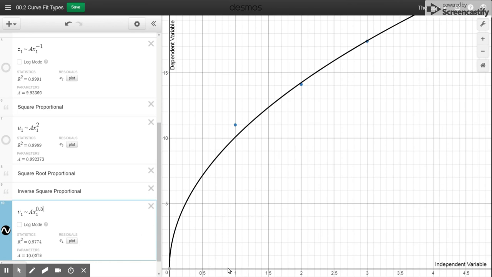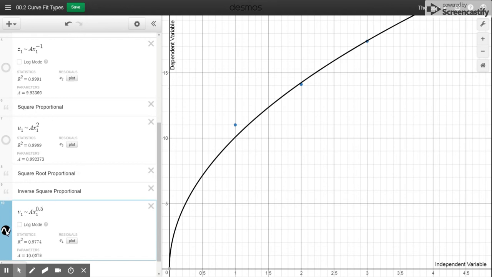So what we see here is that as the independent variable increases, the dependent variable also increases, but the rate seems to get less and less as time goes on. In fact, we would say that when you quadruple the independent variable, the dependent variable will only double. So this rate is greater than that rate.